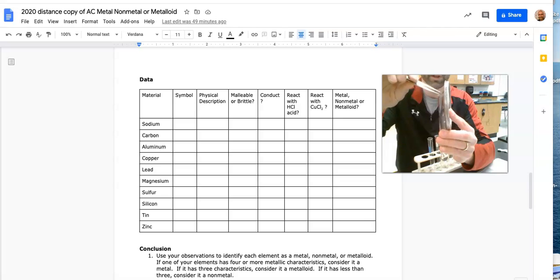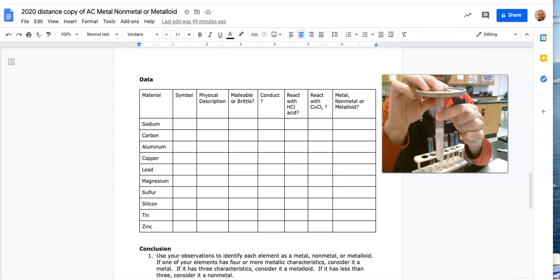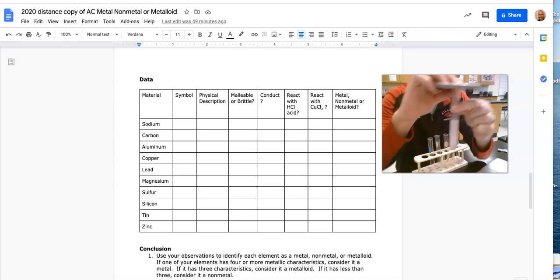So in goes the sodium. And there's a very strong reaction happening in there as the sodium reacts with the water. It's actually producing hydrogen gas, a lot of heat. So what's that called? Exothermic. And now the sodium has reacted with the acid, and it's all gone now.